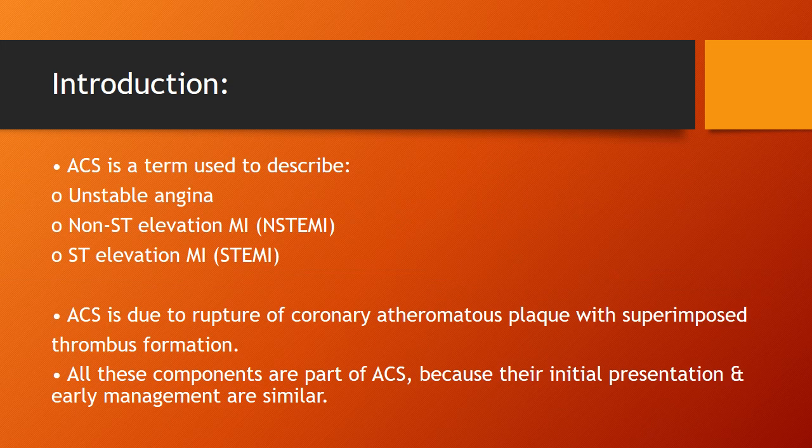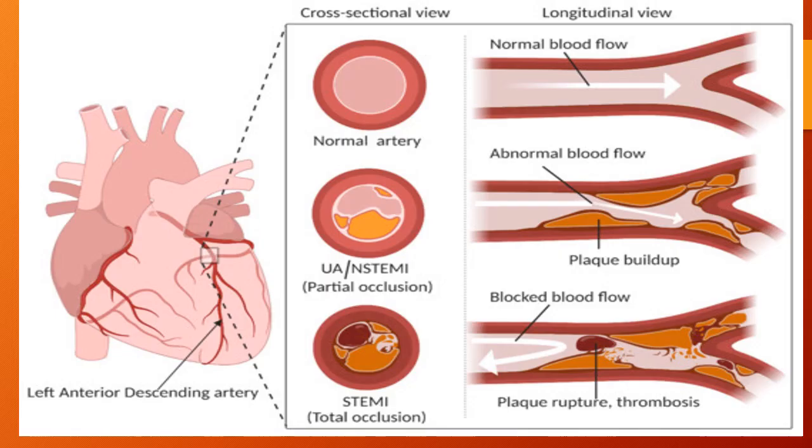Acute coronary syndrome is a term used to describe the combination of unstable angina, non-ST elevation MI, or ST elevation MI. So these three terms can be combined and called acute coronary syndrome, and it is due to rupture of a coronary atheromatous plaque with superimposed thrombus formation. All these components are part of ACS because their initial presentation and early management are similar.